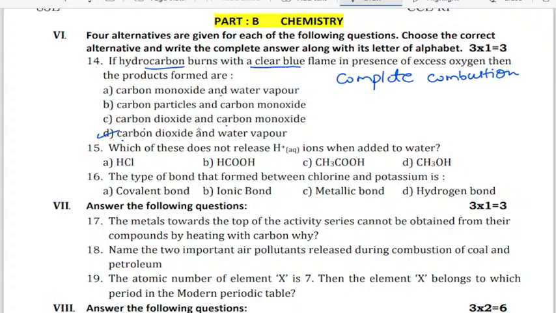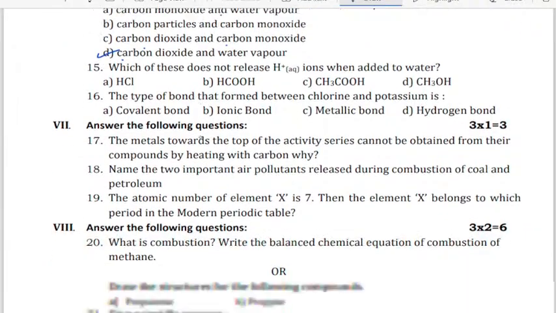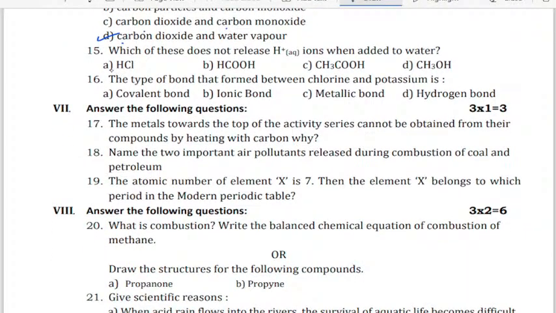The next question is, which of these does not release H plus ions when added to water? We have 4 options here: HCl, HCOOH, which is methanoic acid, CH3COOH, which is ethanoic acid, and CH3OH, which is methanol. When we look at these 4 options, which does not release H plus ions? The alcohol group does not release H plus ions, because in alcohol we don't find H plus ions.